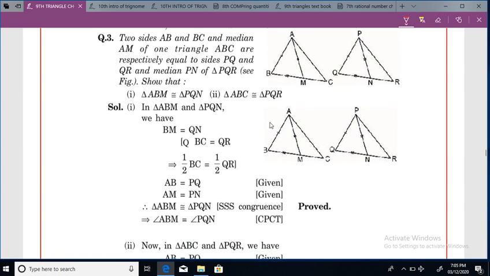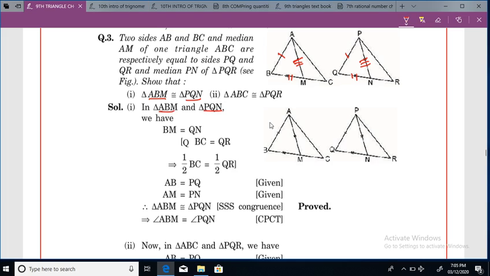Next question. Two sides AB and BC and median AM of triangle ABC are respectively equal to PQ, QR and median PN of triangle PQR. Show that triangle ABM is congruent to triangle PQN. So first, prove that ABM and PQN are equal.